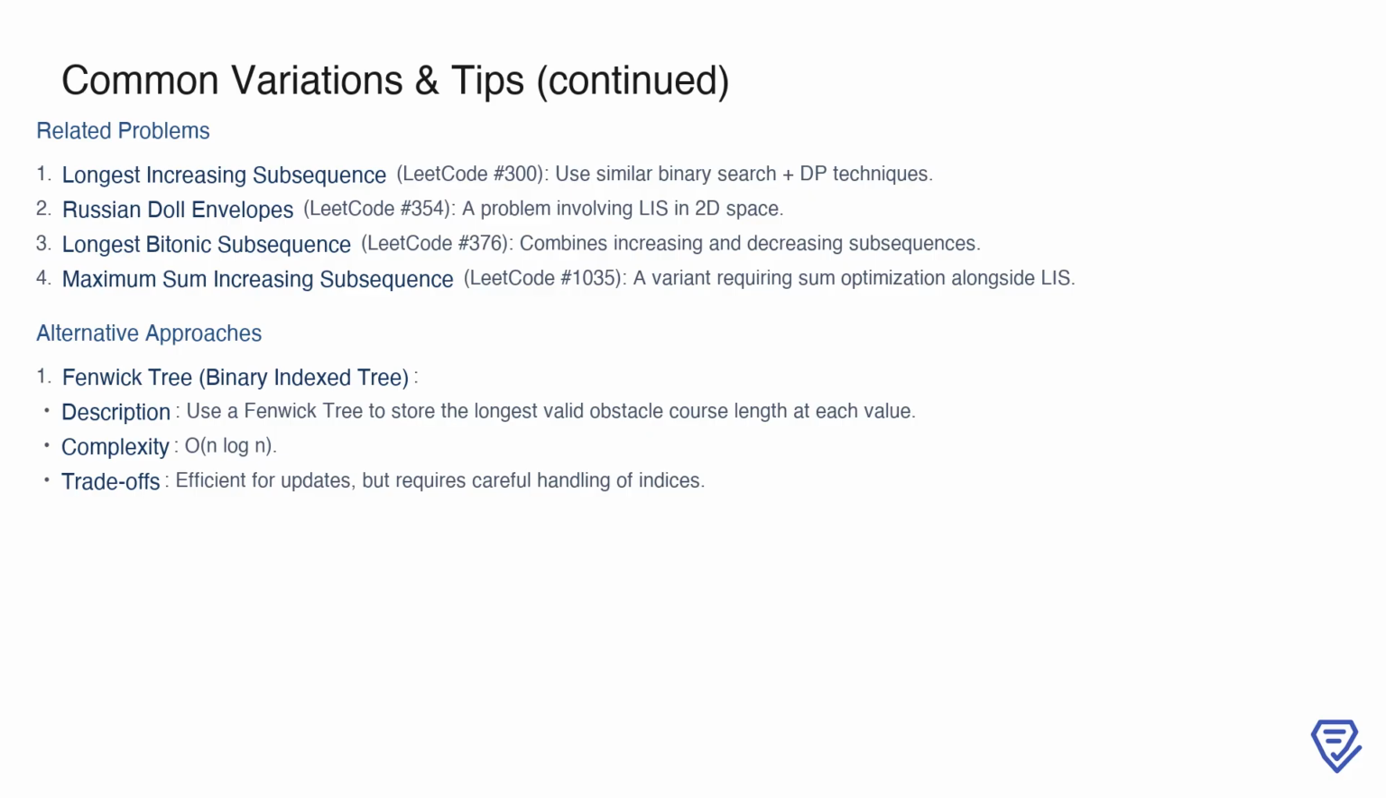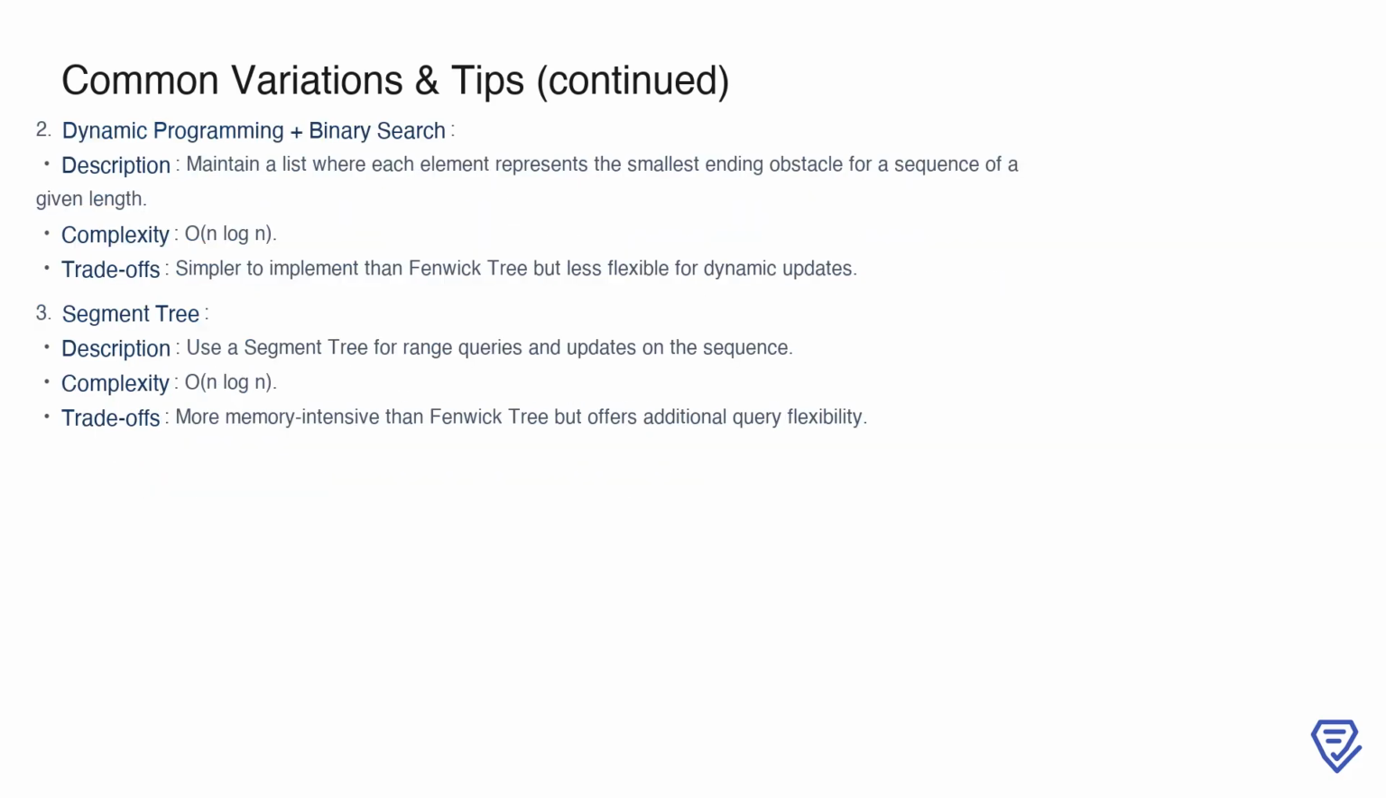Alongside these problems, alternative approaches to solving this one include using a Fenwick tree. This approach stores the longest valid obstacle course length at each value, offering an n log n complexity. While efficient, it does require careful handling of indices. Another approach is to use dynamic programming combined with binary search. This involves maintaining a list where each element represents the smallest obstacle that can end a sequence of a given length. This method is also n log n, and is generally simpler to implement than a Fenwick tree, though it's less flexible when it comes to dynamic updates.